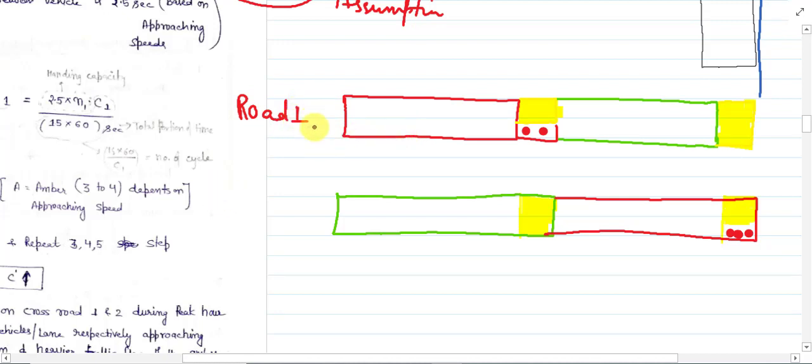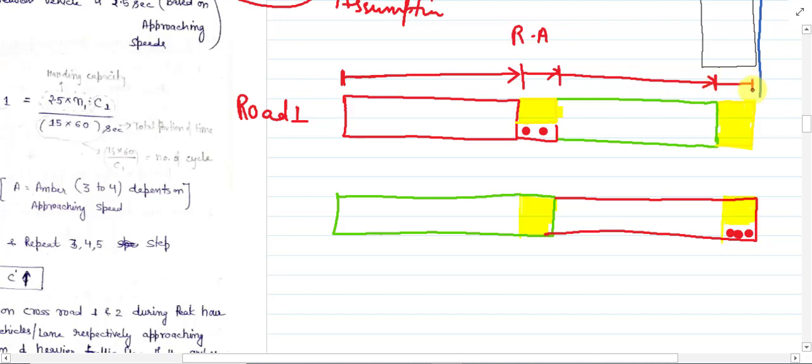So we will start with the red time. This length shows the timing of the red light in seconds. Up to this value the vehicle on road 1 will face red time. After this we have another zone which is red amber time. I will explain this red amber time later, but after the red amber time we have green time. So this is your green time in seconds, and after the green time we have another amber time.